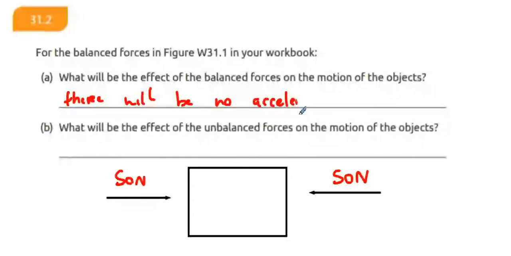Or you could also say there will be no change in velocity. If it's traveling at 50 kilometers an hour, it will stay at 50 kilometers an hour. If it's traveling at 0 kilometers an hour, it will stay at 0 kilometers an hour.